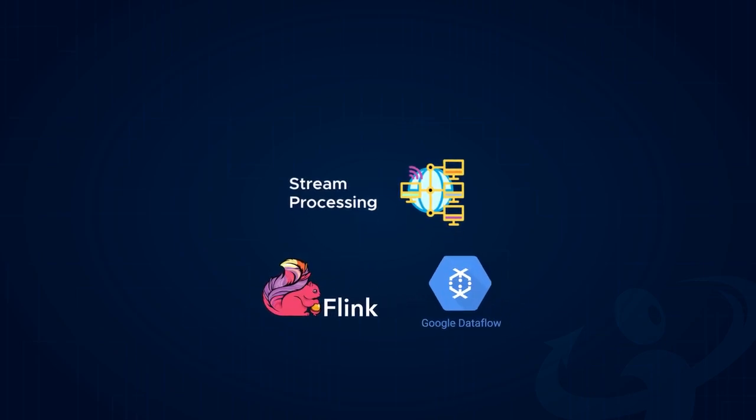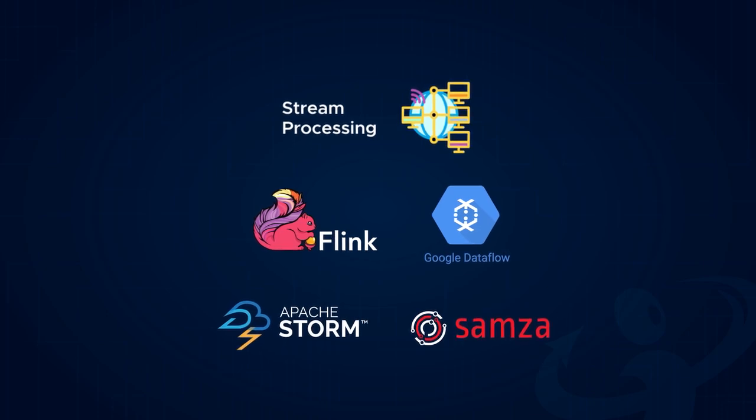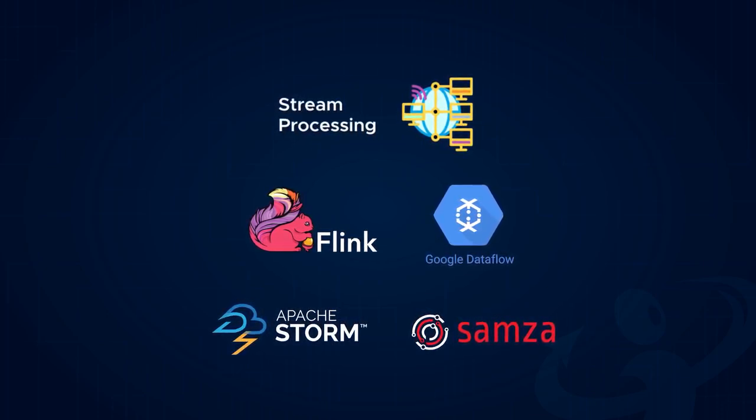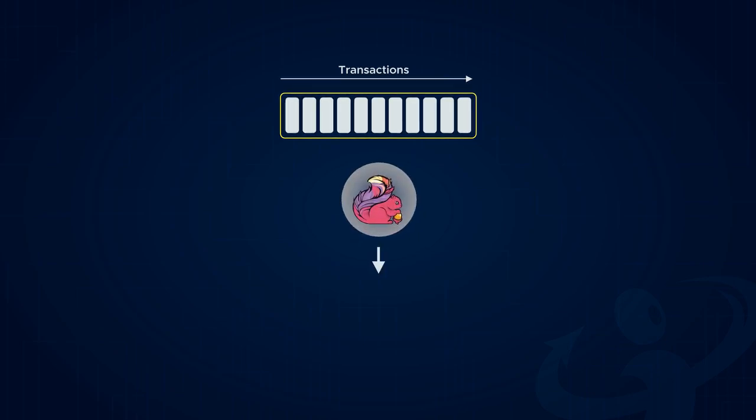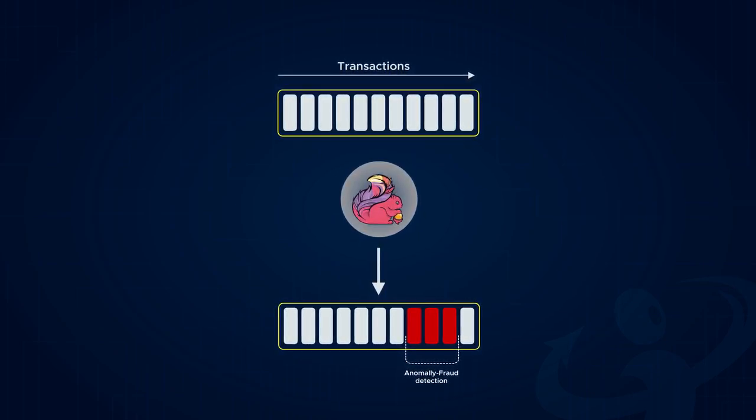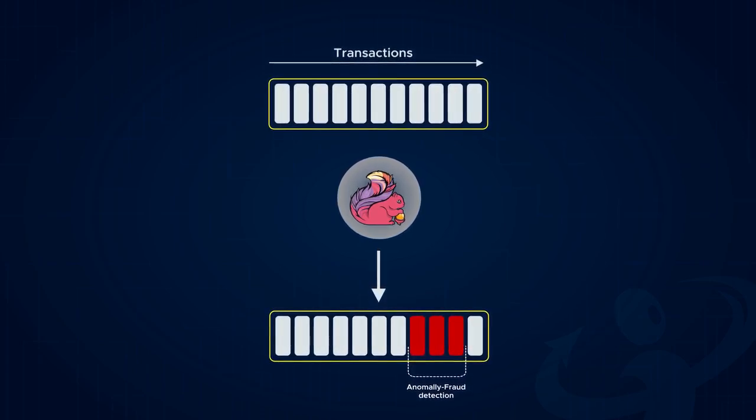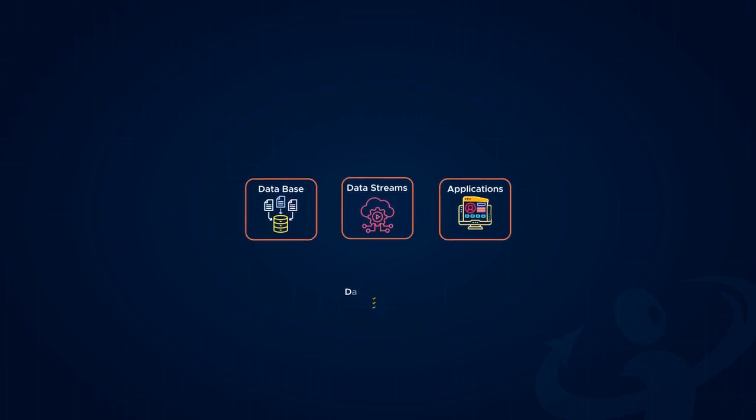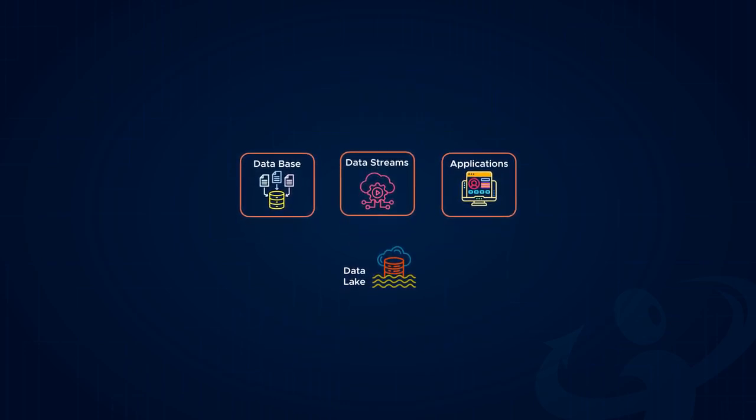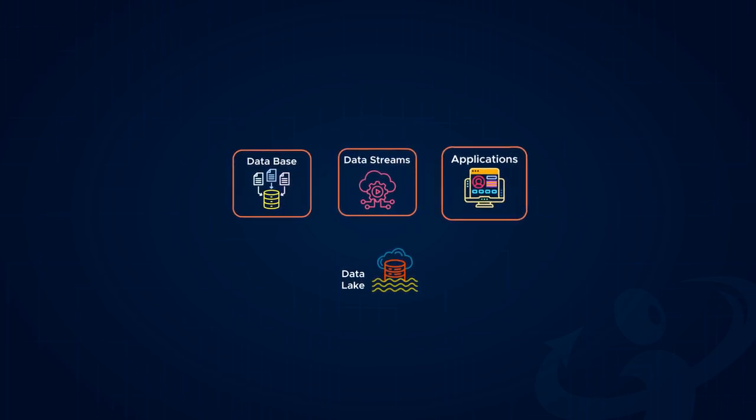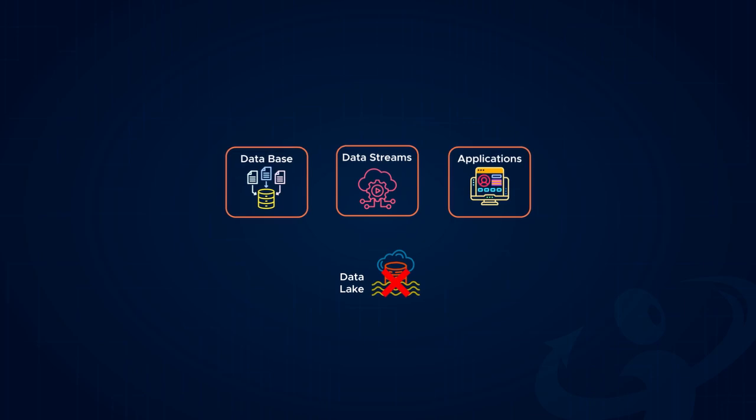Stream processing. Real-time data is processed instantly, making it ideal for fraud detection and live analytics. Tools like Apache Flink, Google Cloud Dataflow, Apache Storm, and Apache Samza efficiently handle streaming data. For instance, Flink can identify fraudulent transactions in real time by analyzing transaction streams and applying advanced event processing rules. Stream processing operates directly on data from sources, storage systems, streams, and applications, instead of relying on a data lake.